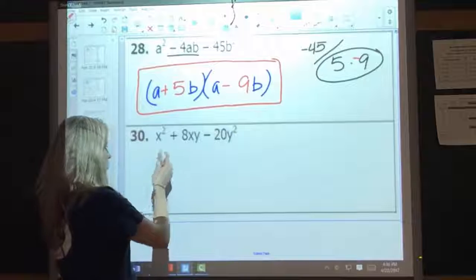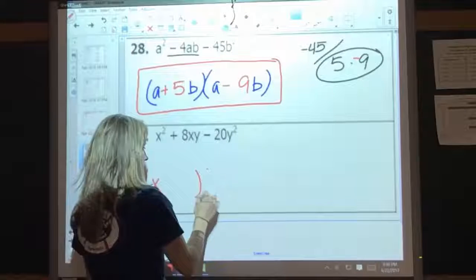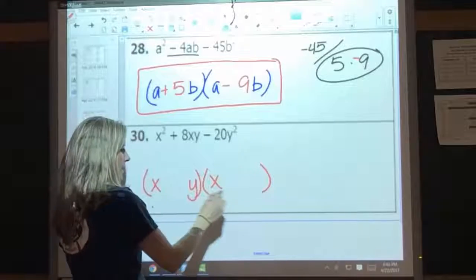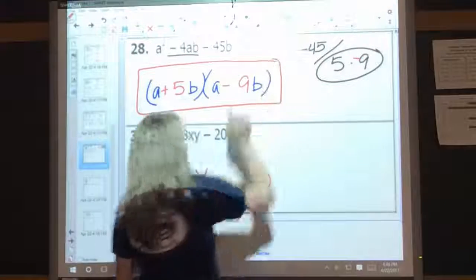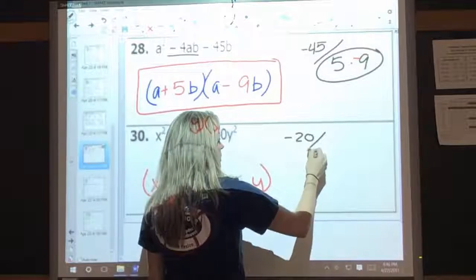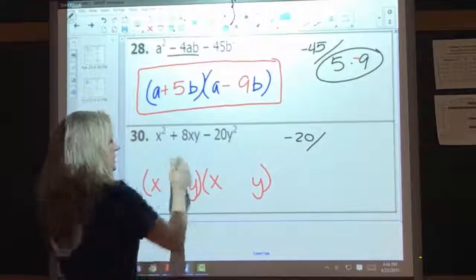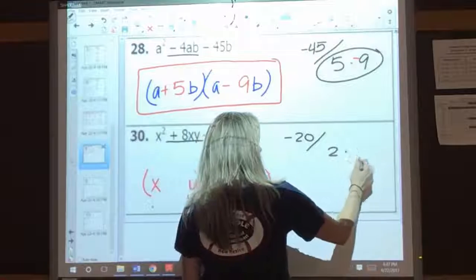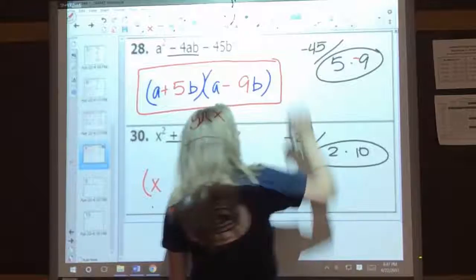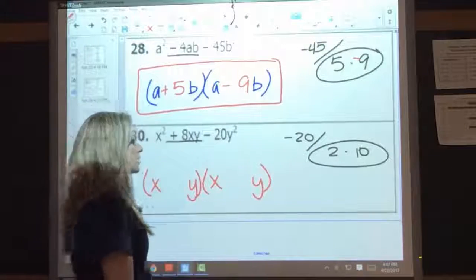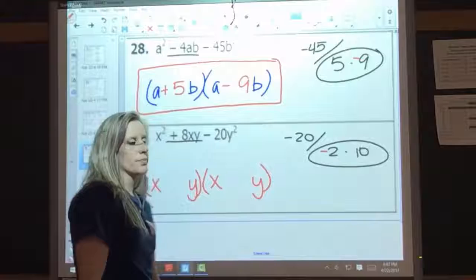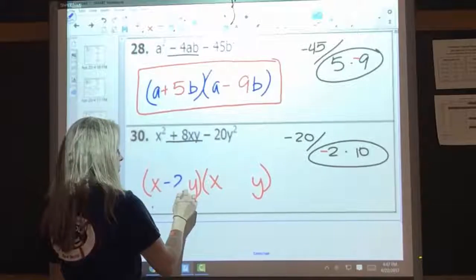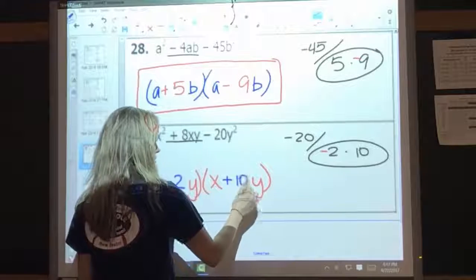All right, on 30, you have x squared, so x times x. And your last term is y squared, so y times y. Okay, then you should have found the factors of 20, and the two that'll add or subtract to give you 8 would be 2 and 10. And the only way to get 8 would be to do 10 minus 2. So you should have gotten x minus 2y and x plus 10y.